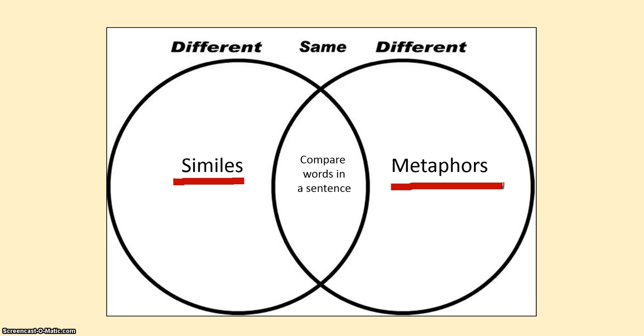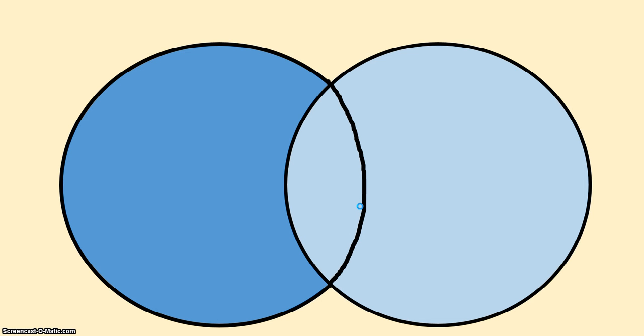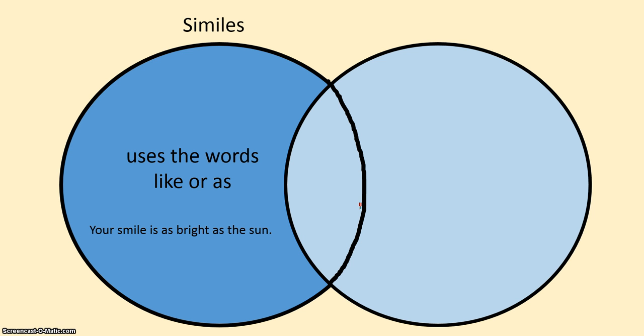Both of these figurative languages have something in common. They both compare words in a sentence. Let's look at some examples of both. Similes use the words like or as when comparing words in a sentence. In the example, your smile is as bright as the sun.